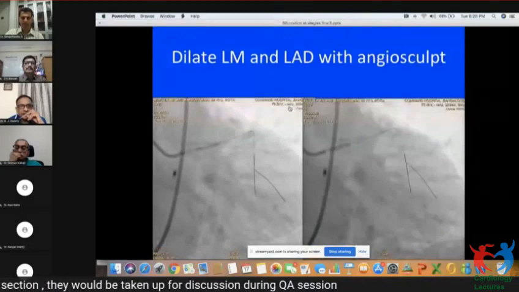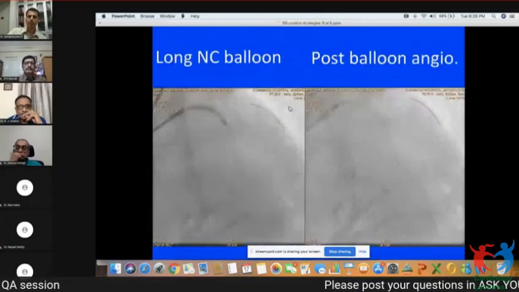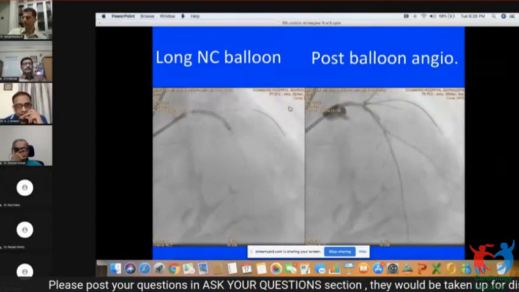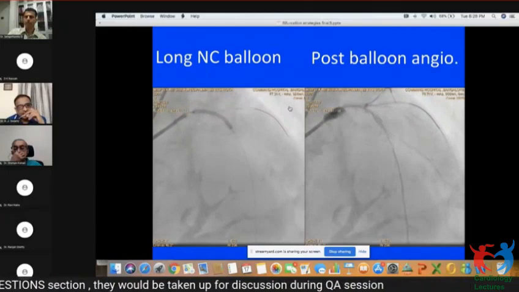Wire the ramus, dilate the left main and the LAD with AngioSculpt at high pressure. Use the cutting balloon for the most heavily calcified part. Use a long NC balloon just to make sure that we'll be able to deliver a long stent. The dissection that we see is actually quite good because it means that our stent is going to expand. This is the LM-LAD stent right across to where we want.